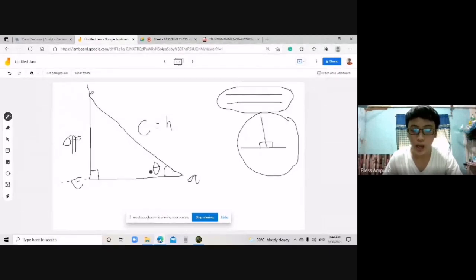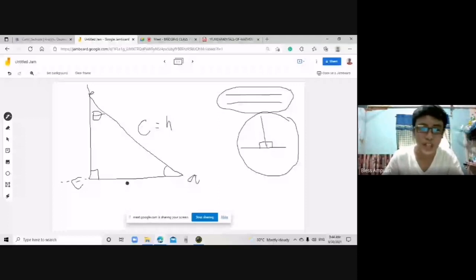If this is your reference angle, and this is your opposite, then this is your adjacent. But what if your reference angle is here? Automatically, your opposite side is here. So sorry, it's the side. So this is the opposite side. Earlier, if our reference point is here, automatically this is our opposite side.